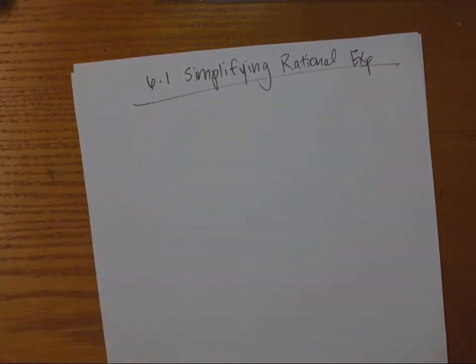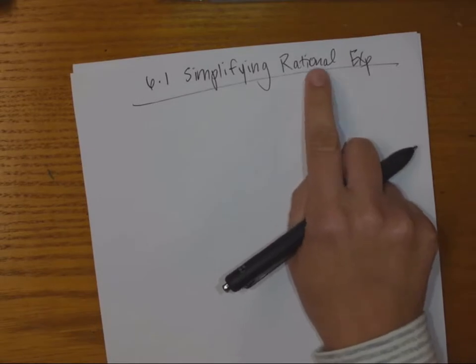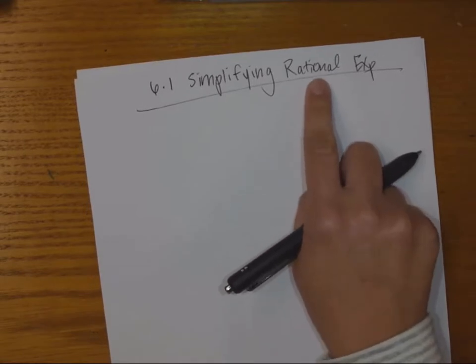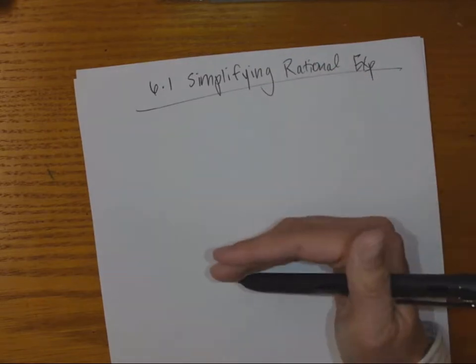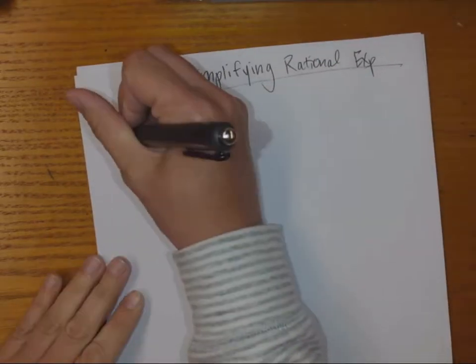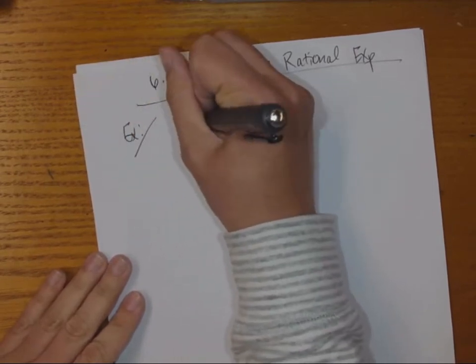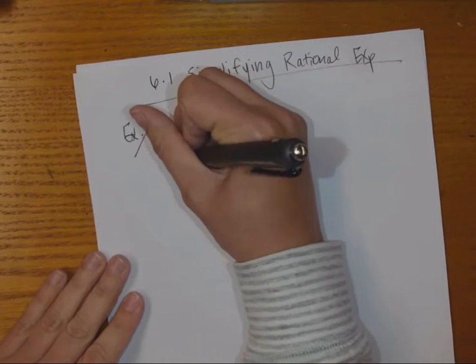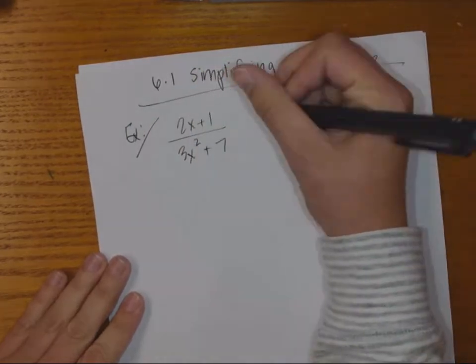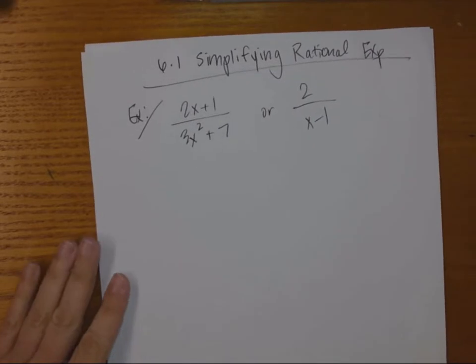We've talked about it. We haven't talked about it in this class much, but you've talked about it in your college algebra class. We have talked about it at one point, though. A rational expression, rational means a fraction, so something on top of something else, like an expression over an expression. For example, 2x plus 1 over 3x squared plus 7, or 2 over x minus 1.